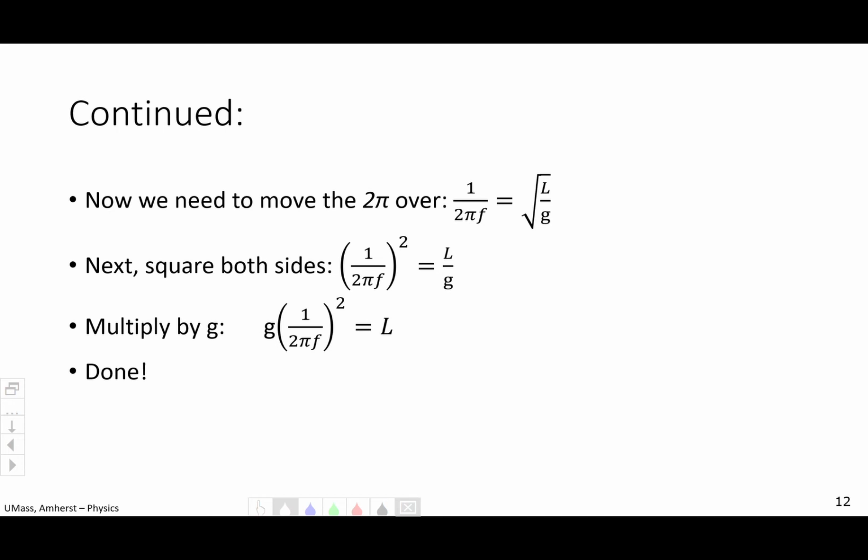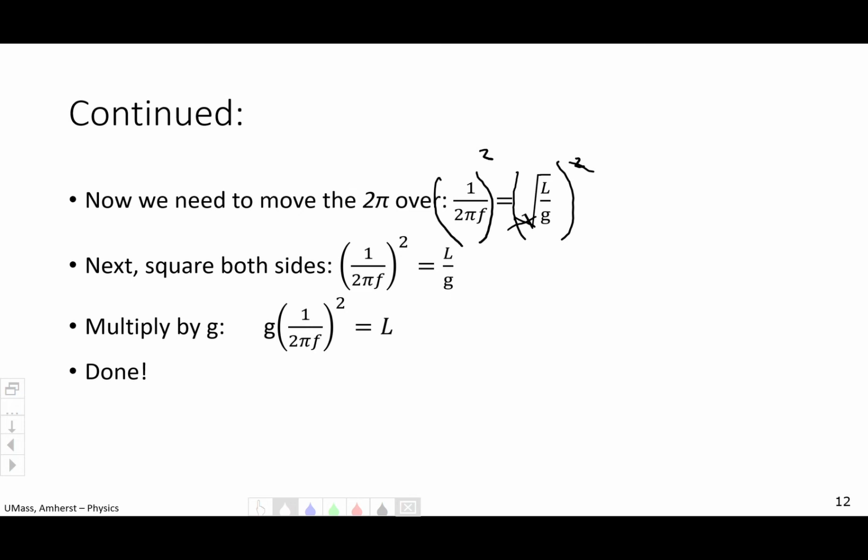We're going to square both sides to get rid of that square root on the right-hand side. So we would go ahead and take each of these and bring them to the power of 2. On the left-hand side we have 1 over 2 pi f, all squared. And of course this power of 2 gets rid of that square root, so we're left with just L over g.